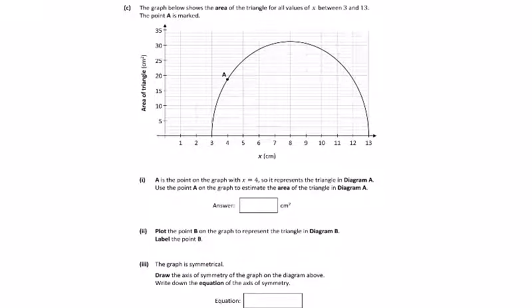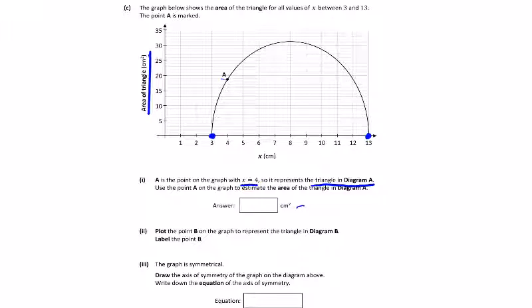Here we have a graph that shows the area of the triangle for all values of x between 3 and 13. The point A is marked. So A is the point on the graph with x equal to 4. So it represents the triangle in diagram A. Use the point A in the graph to estimate the area. Area is along here, so we just got to go to the left.